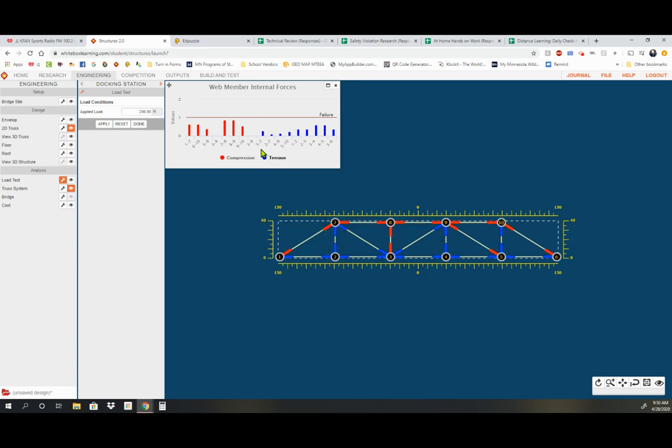Now keep in mind here the blues are tension. Like this 7 and 2, this would be 7 and 2 pulling away from each other, the tension. So there's going to be a stretching force on here, where this is going to be a pushing force in here. So the reds are pushing together and the blues are pulling apart. So those are different forces. And again, the same thing here. As long as it's under the failure mark, you are okay.